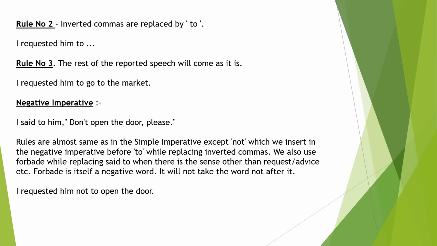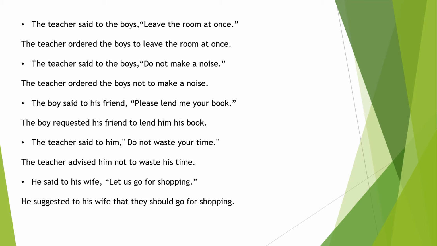But if I use forbade, I will use it this way: I forbade him to open the door. We will not use not here because forbade itself is a negative word, and in the English language double negatives cancel each other, so we cannot use double negation in a single sentence. So if we use the word forbade, the sentence would be I forbade him to open the door. Got it?